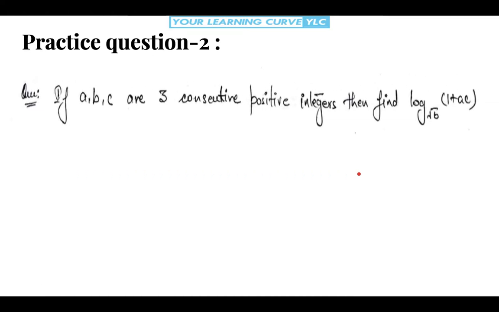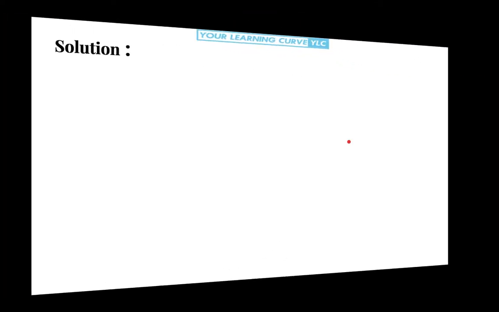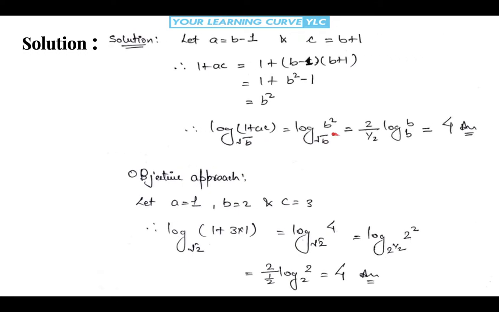Again, I don't need to remind every time that you pause the video. Try the question first and then proceed to the solution. Here you have been given that if a, b, c are 3 consecutive positive numbers, then find the value of log 1 plus ac to the base root b. Try this question and let's see the solution. See, these types of questions are mostly asked in objective questions.